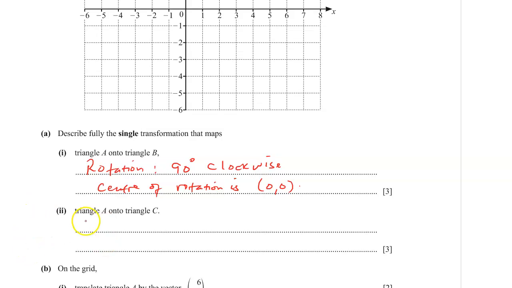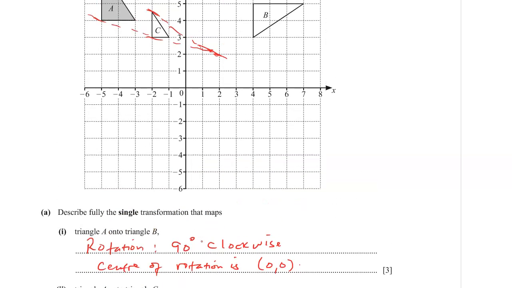So this is an enlargement. Enlargement of scale factor 2, center of enlargement is (1, 2). You'll be able to get this using your ruler if you draw correctly. It should be somewhere there on the grid.